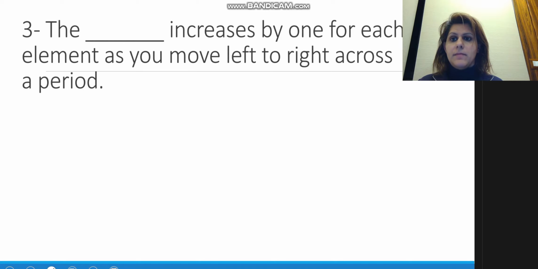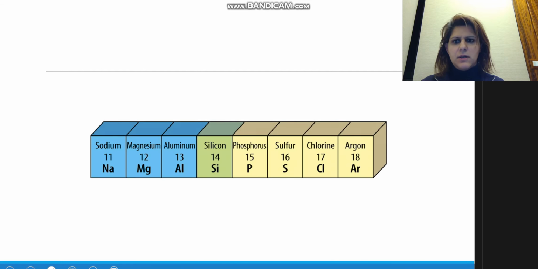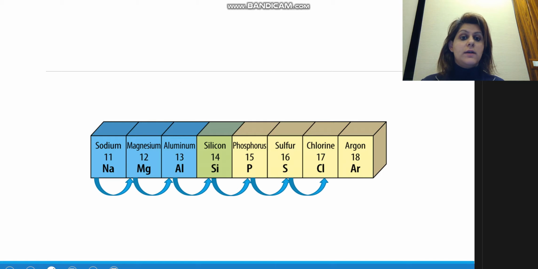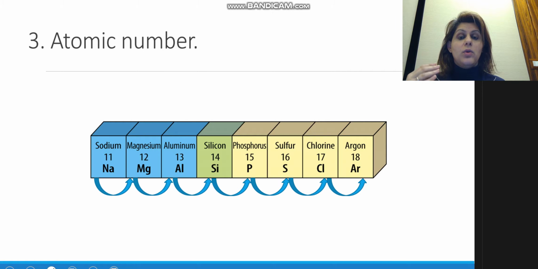Number 3. The blank increases by 1 for each element as you move left to right across a period. So I've put you period 3, I think. They're asking what's increasing if you're moving across a period from left to right. You can see that this number, which is in the middle, is increasing: 11, 12, 13 across a period. What is that number? It's a whole number called the atomic number. The atomic number is the number of protons in the nucleus of each atom of those elements.